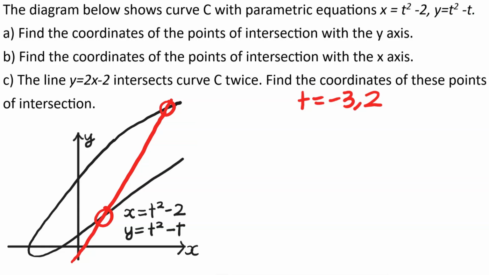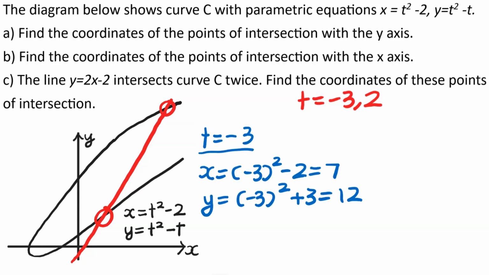So if we start with t equals minus 3, consider x equals t squared minus 2. Substituting in, it's minus 3 squared minus 2. Minus 3 squared is 9, and 9 minus 2 is 7. Then y is equal to t squared minus t, so if we sub in t equals minus 3, it's minus 3 squared, and then minus minus 3, so it's plus 3. Minus 3 squared is 9, plus 3 is 12. Therefore one of the coordinates when t is equal to minus 3 is 7, 12.